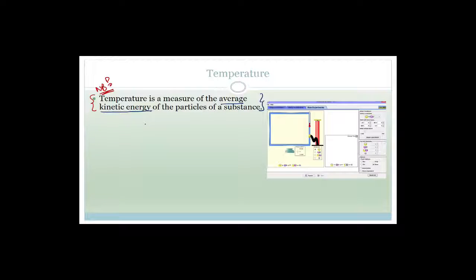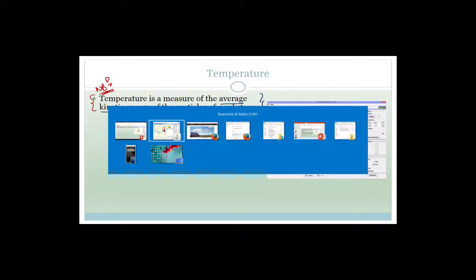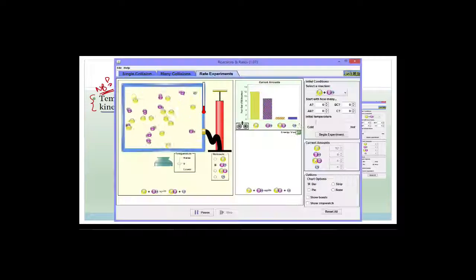Okay, so now let's again look at my little demo. Where is it? There it is.